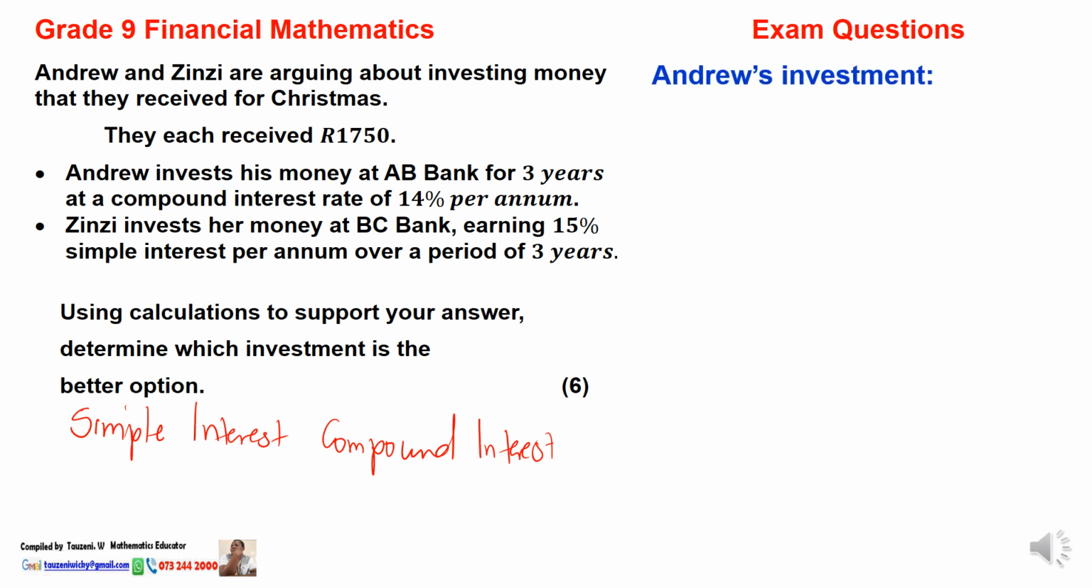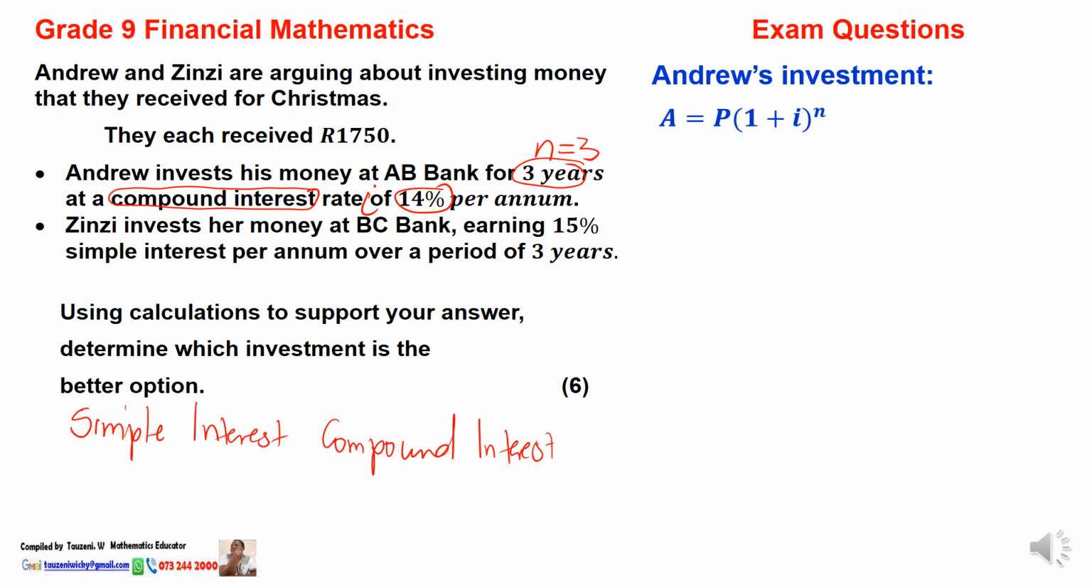Andrew's investment was done for 3 years. That means in this particular case, n is equal to 3. So we have got the value of n. Then the interest rate is 14%, so I is equal to 14 over 100. Then the interest is compound interest. That is what they are telling us here. So for Andrew's investment, we need the compound interest formula.